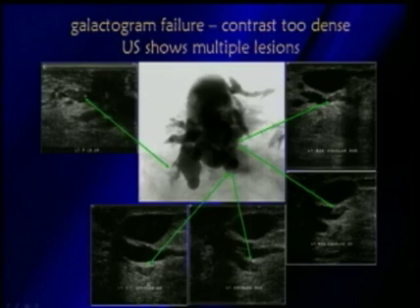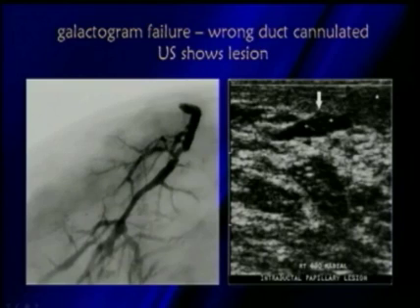Here's another example of a patient with a galactogram that we had a failure of. There was just too much contrast, it was too dense. With ultrasound in evaluating this patient, you can see that there are multiple ducts with fluid in them, and you can see that we've got papillomas in multiple locations. So ultrasound once again was very helpful in evaluating this patient that presented with abnormal nipple discharge.